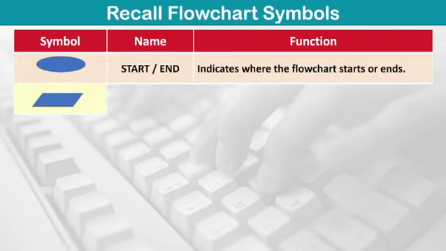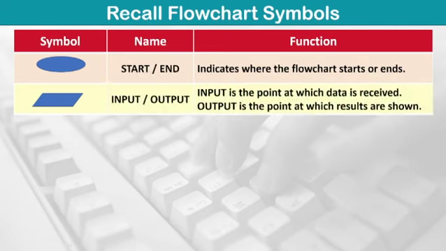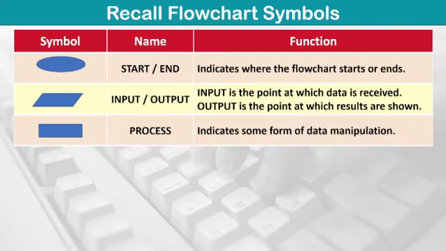A parallelogram represents input or output. Input is the point at which data is received, and output is the point at which results are shown. A rectangle or a box represents a process. It indicates some form of data manipulation. An arrow represents a flow line. It indicates the next instruction to execute.